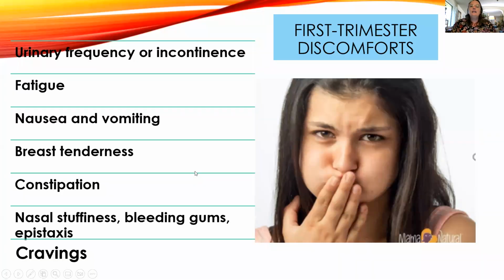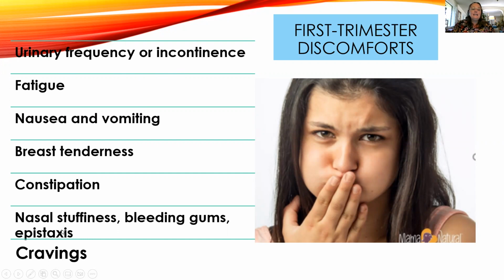Take a look there. We're going to talk about some of the common discomforts because we have to know what's normal in order to know what's not normal. Urinary frequency or even a little incontinence is an expected first trimester discomfort. We do want to make sure that we rule out a potential UTI if she has other symptoms, but the increased pressure of the uterus on the bladder can cause some of these things.